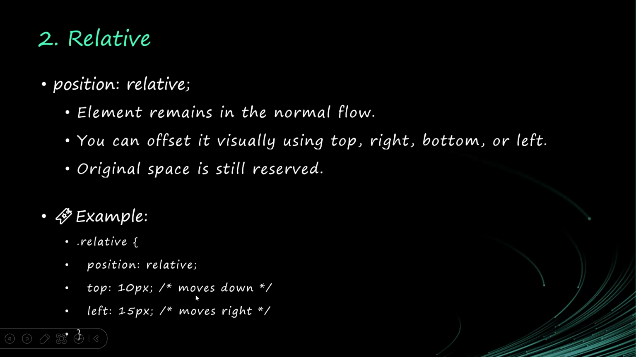So you can see here the position is relative, the top is 10 pixels, it moves downward from the border. If it is minus, it will move upward. Then the left is 15. It moves towards the right. Okay? So we have another one called the absolute.